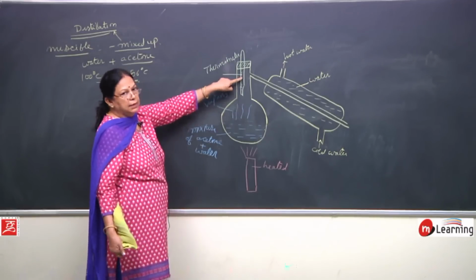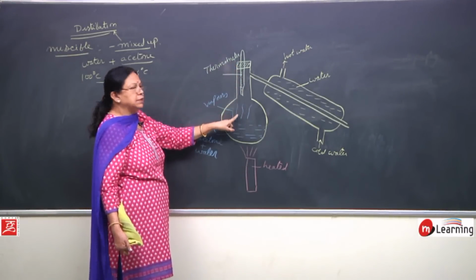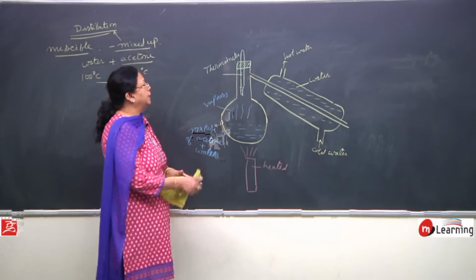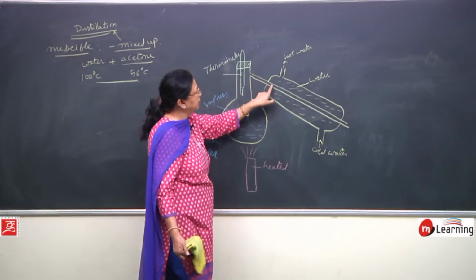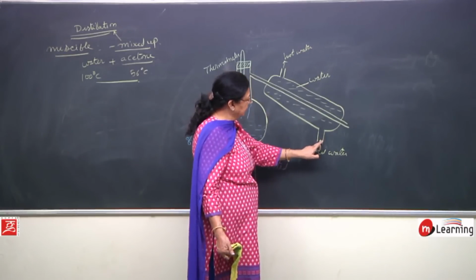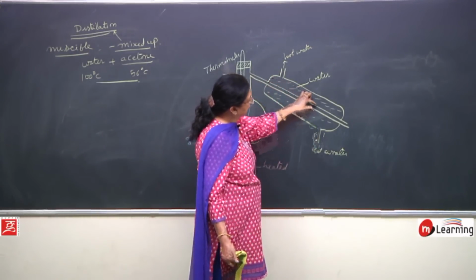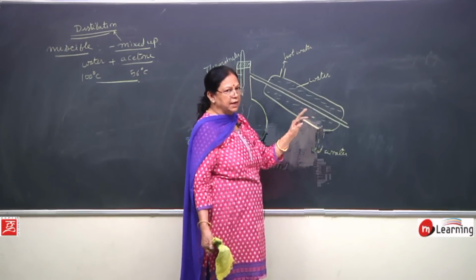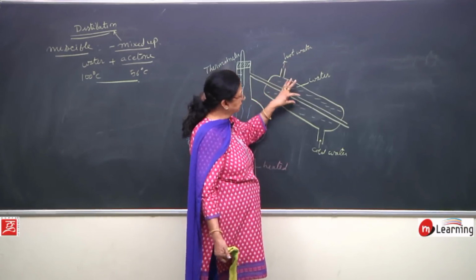So, here you will see that the temperature is 56 degree and all the vapors which are coming out are maximum of acetone. And all these vapors of acetone will come down and come into the condenser. In the condenser, cold water enters from here and these vapors, as they go down, will get condensed. They will change from gaseous state to liquid state, and this water will get heated up because of this change.